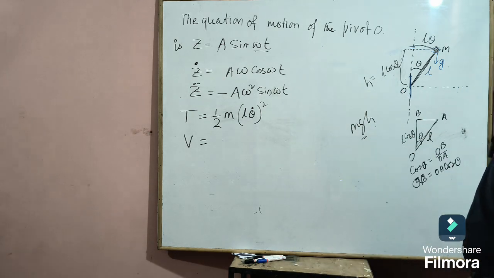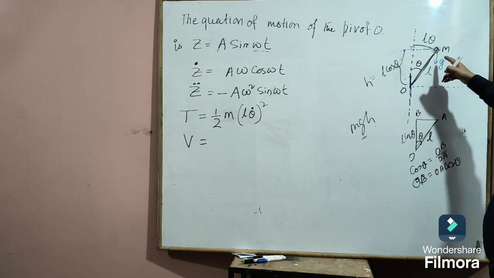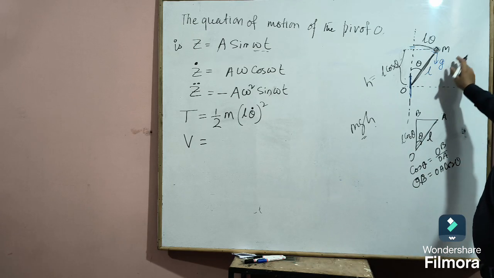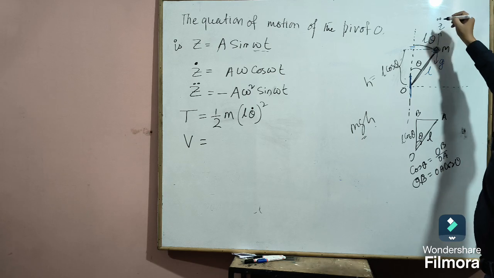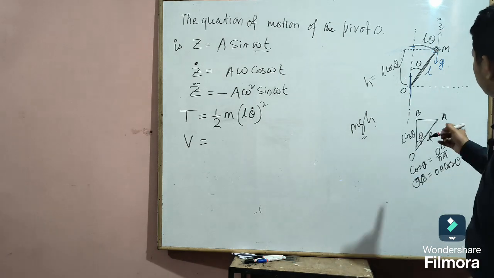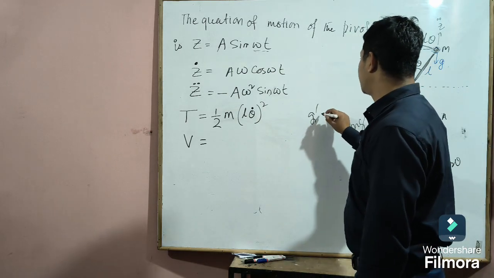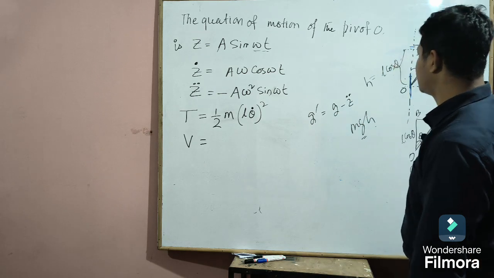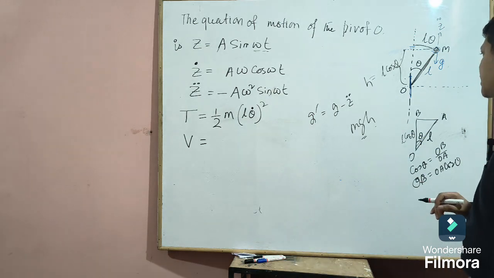But what will be g? Here I have already mentioned that two different accelerations will be involved. One is g, that is acceleration due to gravity. Another is z double dot. And here you see the resultant acceleration g dash is going to be equal to g minus z double dot. Now here you see, let me tell you something.